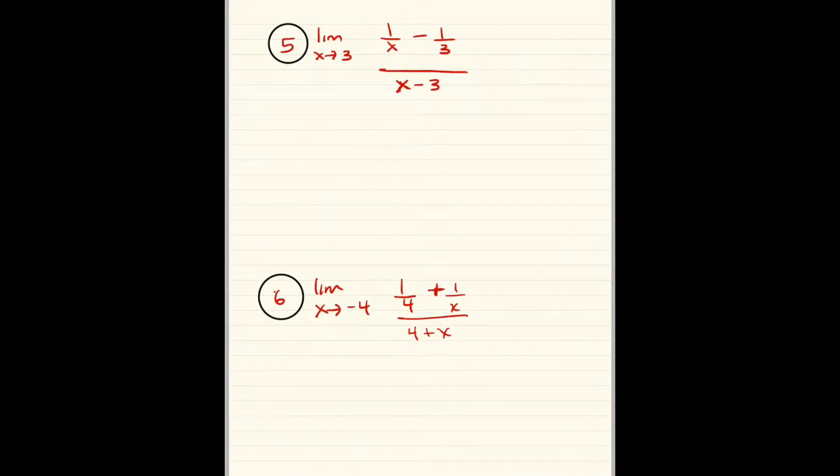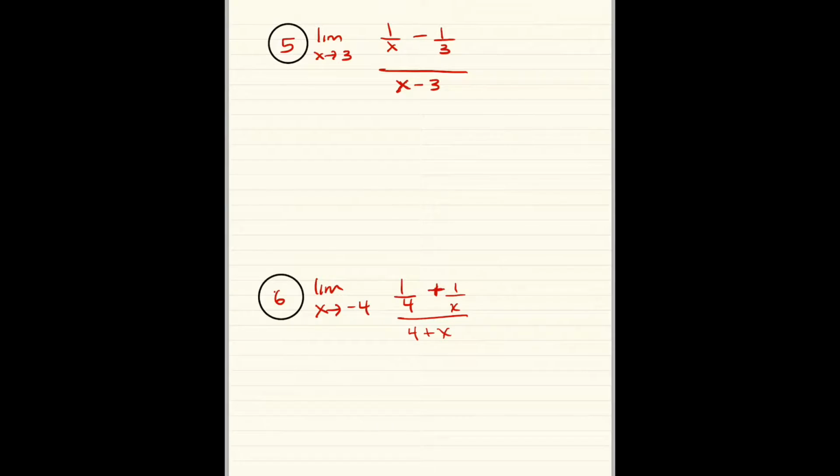Two more? Yes. Let's plug in the 3. You're going to get 0 over 0. I hope you guys can just see that it's going to be 0 over 0. Okay, pause the video and try it yourself. Now, if you remember from the last video, I showed you guys a really cool trick on how to combine fractions really fast.